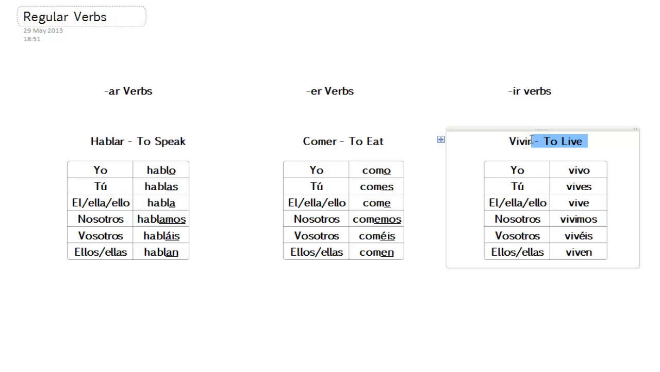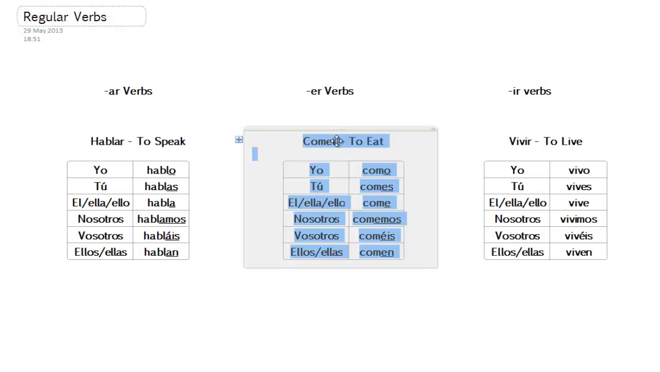Okay, and that's to live. And this ends in IR. So let's look at this ER verb. So the ending is I eat, is yo como, you eat, tú comes. He, she, or it eats is come. Comemos, coméis. Remember the diphthong.